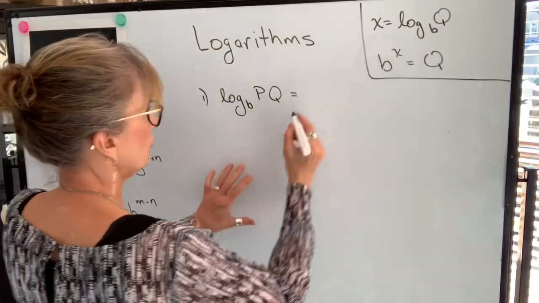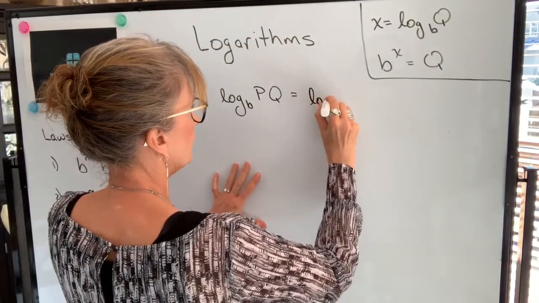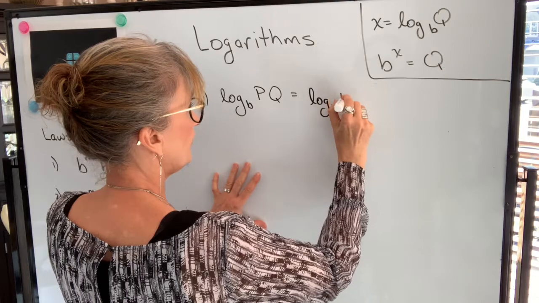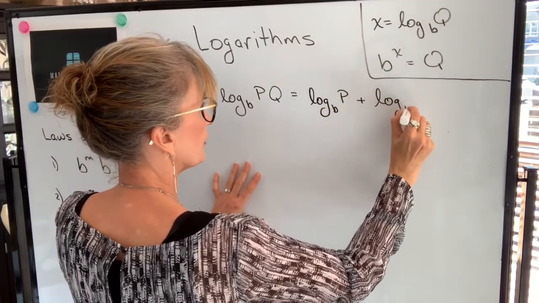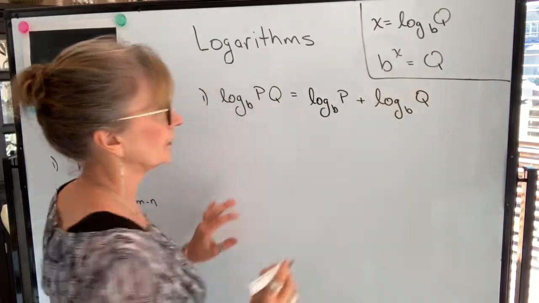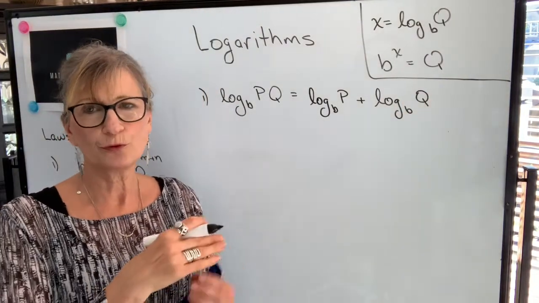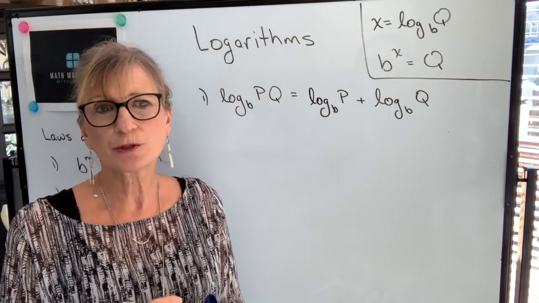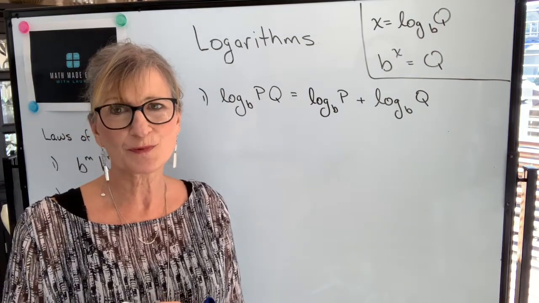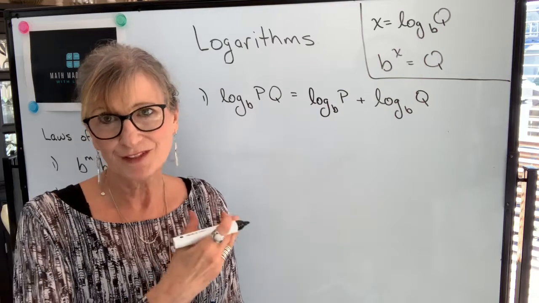That's going to be equal to the log of the one factor p plus the log of the other factor q. So I'm not going to do a proof of this property, but I am going to just show an example with logarithms base 10 to show that this works.